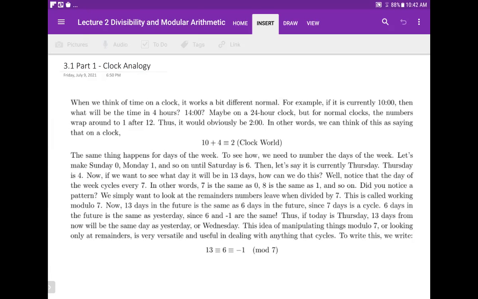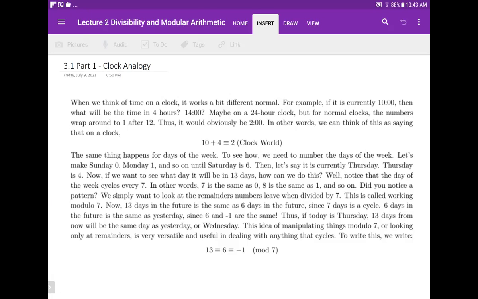So for example, if it's 10 a.m. when we started the lecture, and let's say that the lecture goes for 4 hours, which obviously doesn't happen, but let's say it does. Well, 10 plus 4 is 14, but 14 is not a number on the clock face. But everyone knows that 4 hours from 10 a.m. is 2 p.m., and the reason is that our clocks work modulo 12. So 10 plus 4 is 14, and that's equivalent to 2 in modulo 12. What that means is the remainder when 14 is divided by 12 is the same as the remainder when 2 is divided by 12.